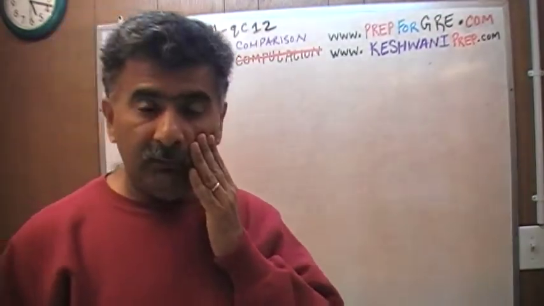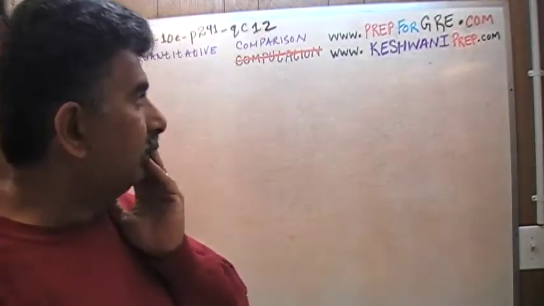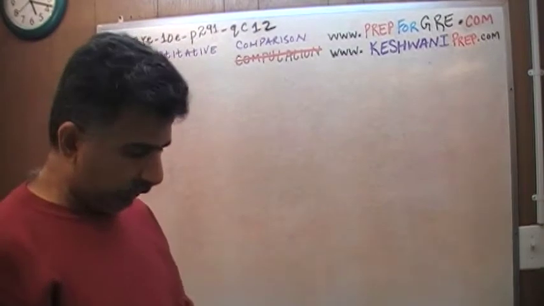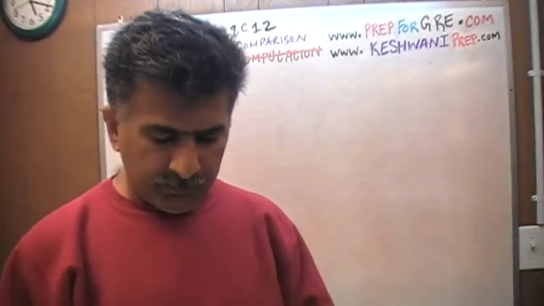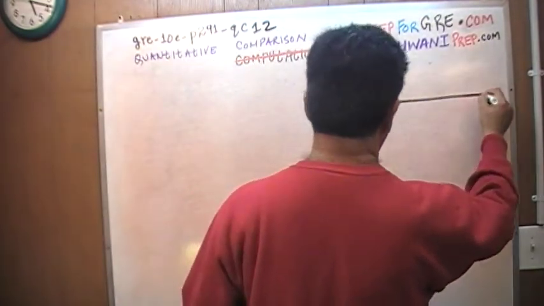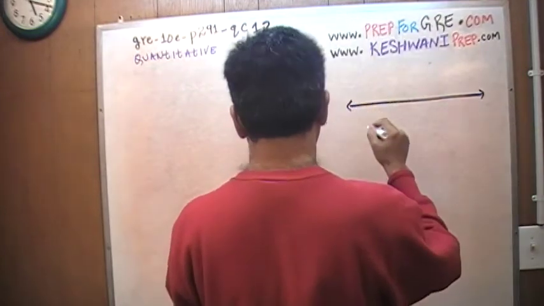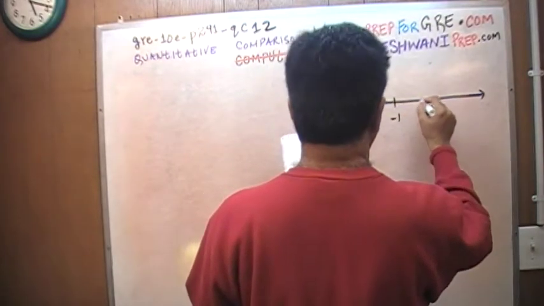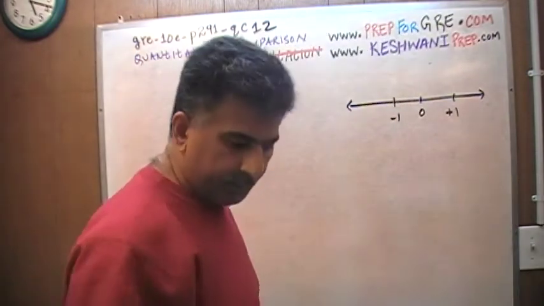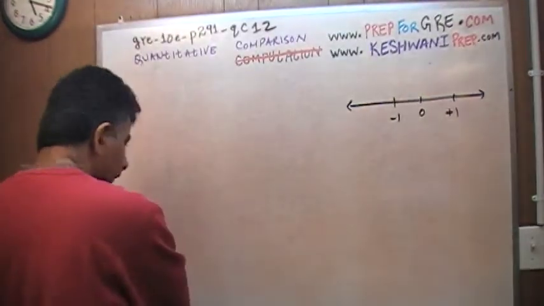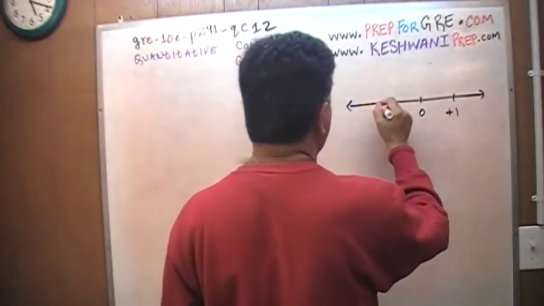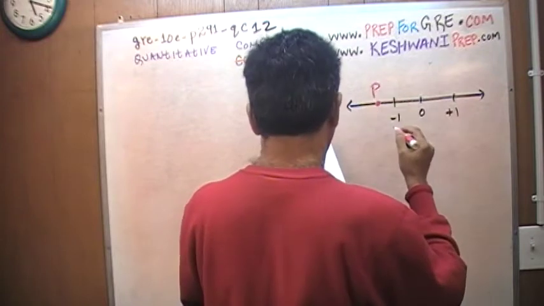The problem that I'm about to solve is the one that you will find on page number 291, quantitative comparison question number 12. Let's take a look at it. They give us a little number line, so I'm going to reproduce it here as best as I can. And then they give you 2 points. Here's your point P. And here's your point R.